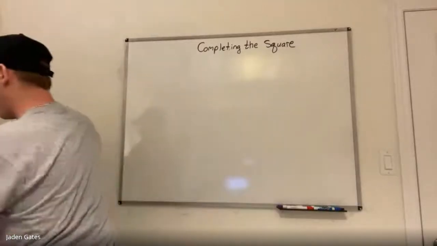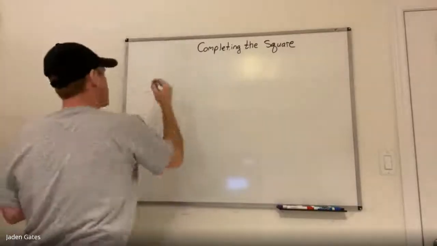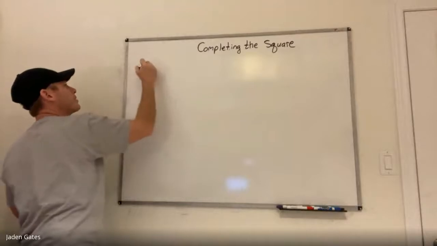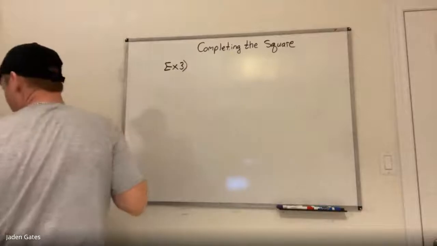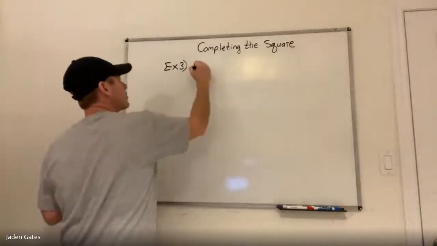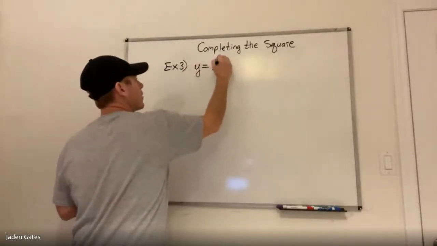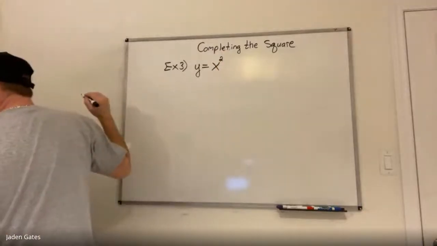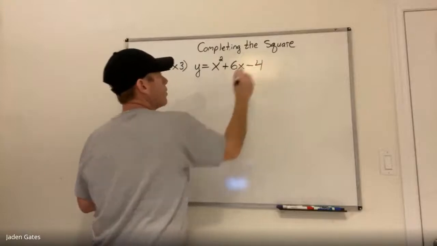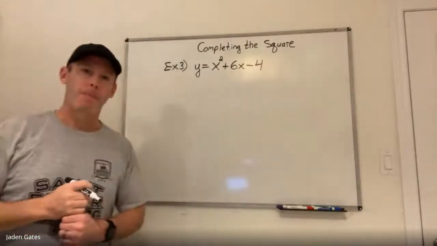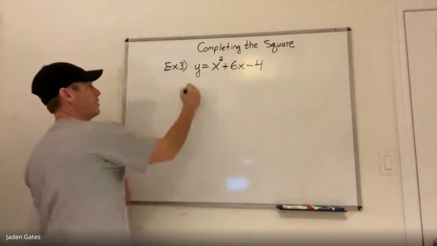All right, so next up, example 3. I'm going to convert y equals x squared plus 6x minus 4 to vertex form. All right, so here we go.